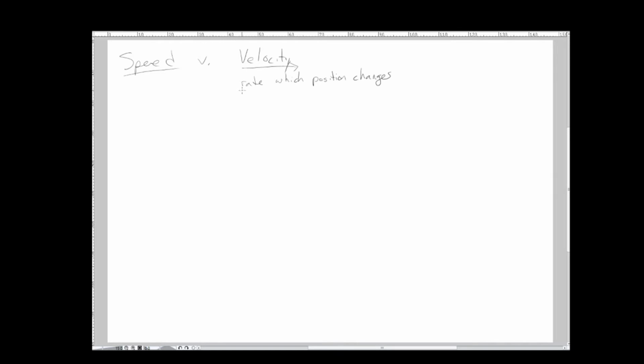So what we mean by a rate is that it's something with respect to time. So we can think of velocity as how quickly your position is changing, whereas speed, we can think of that as how quickly you are covering a particular distance.